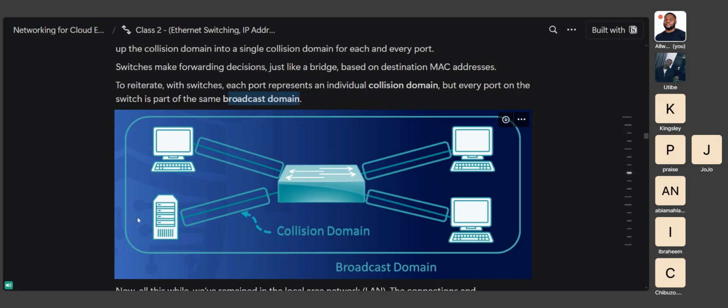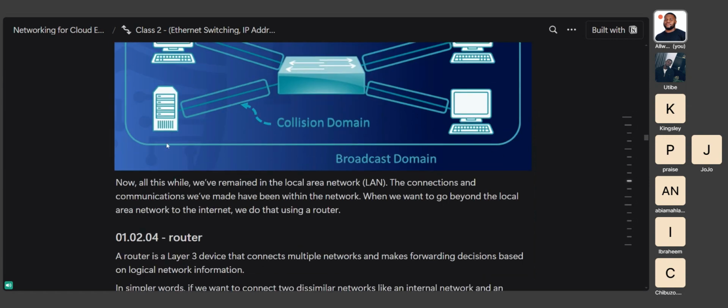But with a switch, remember here it said, but every port on the switch is part of the same broadcast domain. That means that with a switch, all the devices connected to its ports are one big broadcast domain. What does that mean? It means that this computer can communicate with this computer because it's within the same broadcast domain. This computer does not have to leave this local area network to communicate with this other computer. All it needs to do is send the data packets to this switch, which will then send the data packets to the computer that it needs to speak to because they all are in one broadcast domain, right? I hope that makes sense.